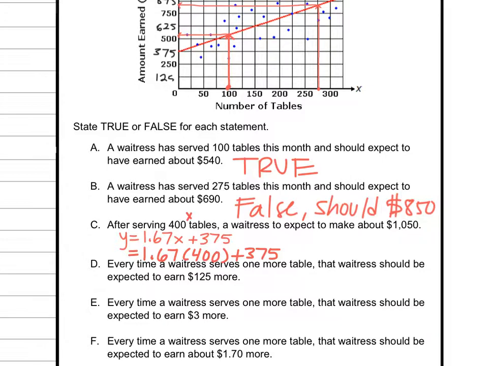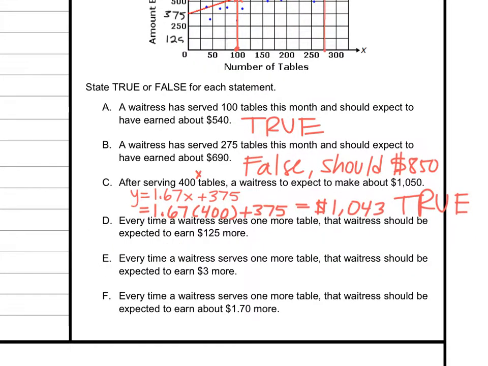Okay, did someone type this in your calculator? It looks like a few of us are still typing it in. I'll give you just a few more seconds. William's got 1,043. That's a lot of money. Okay, so a waitress should expect to make about 1,050. Is that pretty close? Mm-hmm. True. I would say that's pretty close. Right, we're rounding. We're approximating.